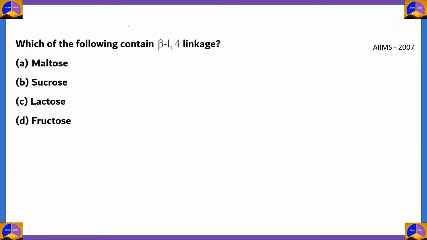So now the next question. Which of the following contains beta-1,4 linkage? Is it A, maltose, B, sucrose, C, lactose, D, fructose? Let's look at each of our options. Maltose contains an alpha-1,4 glycosidic linkage, which is not beta-1,4 linkage. So option A is incorrect.